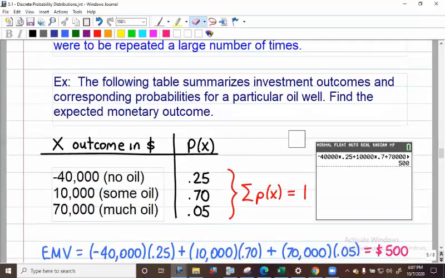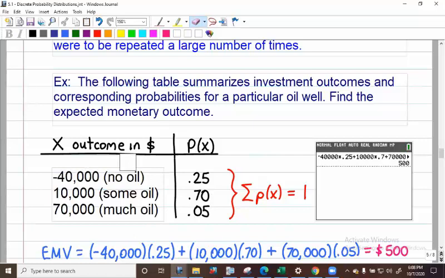Now here's another one. This is from about 3 books ago that we used for this class. The definitions here are kind of arbitrary, and that's the way it was in that book too: no oil, some oil, much oil. I know that's kind of vague, isn't it? But that's all right. We have all the numbers that we need to do this, so that's what really matters. So it's all laid out.